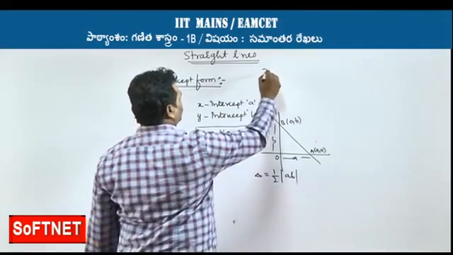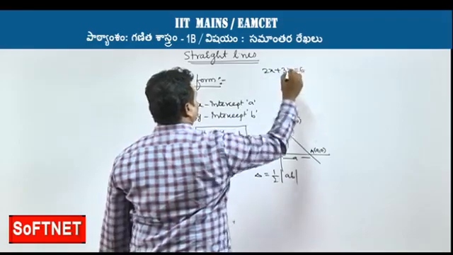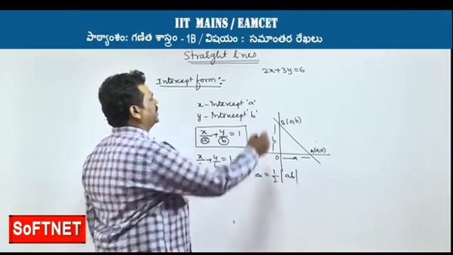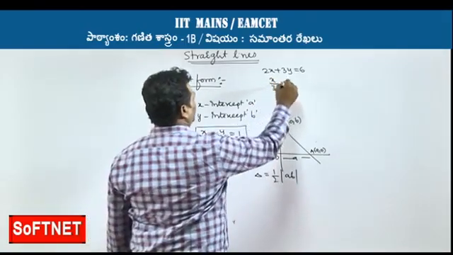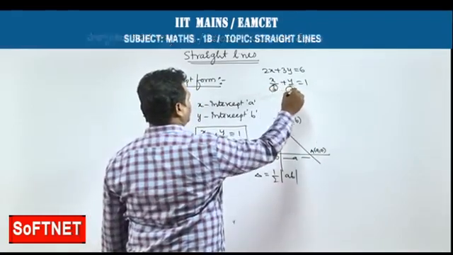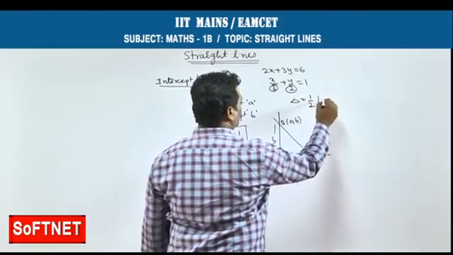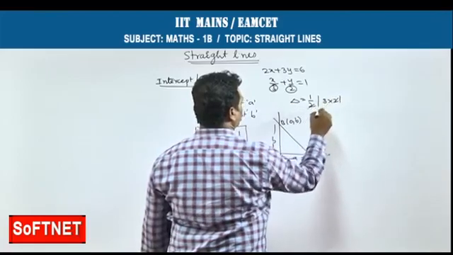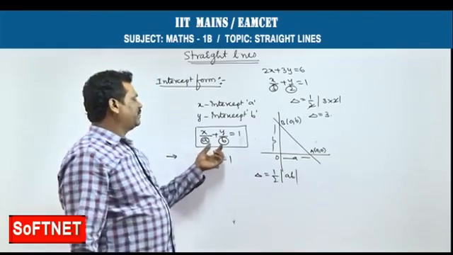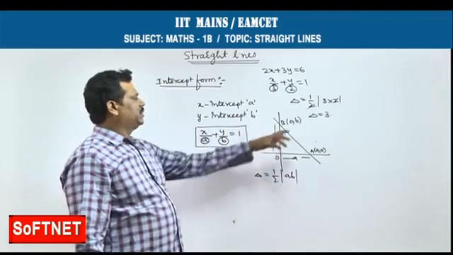For example, here 2x plus 3y equal to 6. Find the area of the triangle formed by the line 2x plus 3y equal to 6. Simply it can be written as x by 3 plus y by 2 equal to 1. So here x intercept is 3 and y intercept is 2. The area of the triangle is delta equal to half of mod AB. A equal to 3 here and B is equal to 2. 2 cancel here. Area of the triangle is 3. So the area of the triangle formed by the line x by a plus y by b equal to 1 is delta equal to 3.